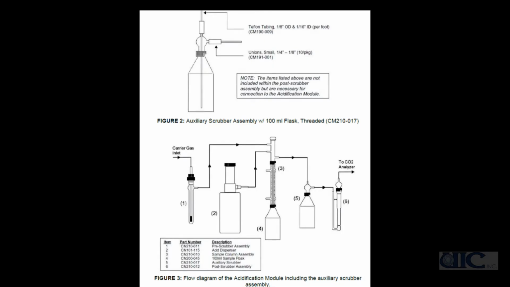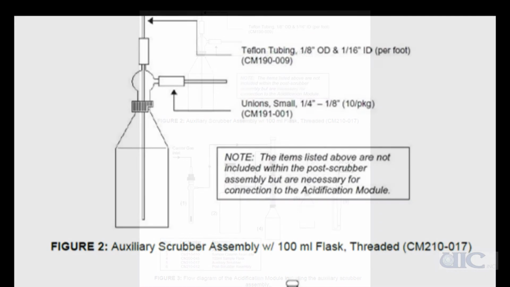The CM210-017 auxiliary scrubber consists of 2 parts. The bottom is a 100 mL sample flask like the ones used on the acidification unit. The top is an adapter that allows the gas that is bubbling through the solution to exit. This is shown in the figure.